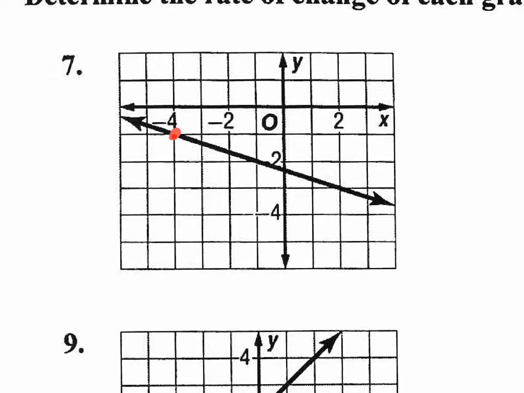Let's continue looking at this line from left to right. That's not a nice point. That's not a nice point. That's a nice point right there. This is not a nice point. This is a nice one, so let's put it right there.